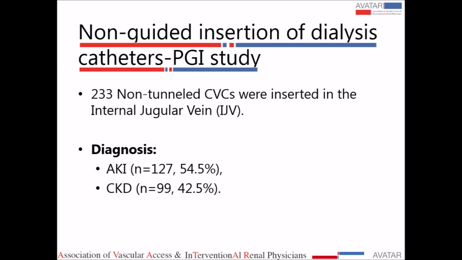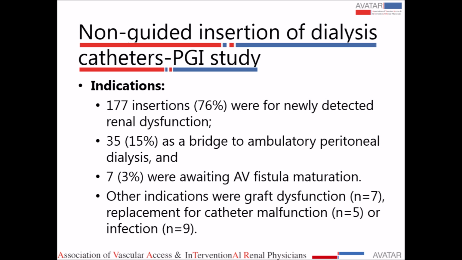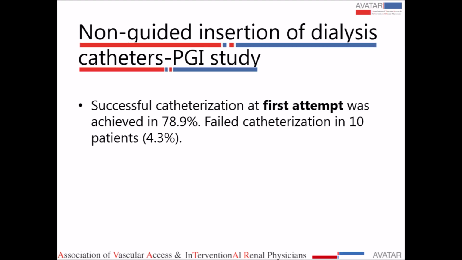The majority of catheters were inserted because of AKI presenting in an emergency situation, but around 42% were inserted because of late presentation of CKD, and there was no time to make a fistula. This was around 3-4 years back, and at that time we were not very frequently using the tunnel catheter, so we were preferably using the non-tunnel catheter. 177 insertions were because of newly detected renal dysfunction, 15% as a bridge to ambulatory peritoneal dialysis, 3% for awaiting AV fistula maturation, and there are other indications also.